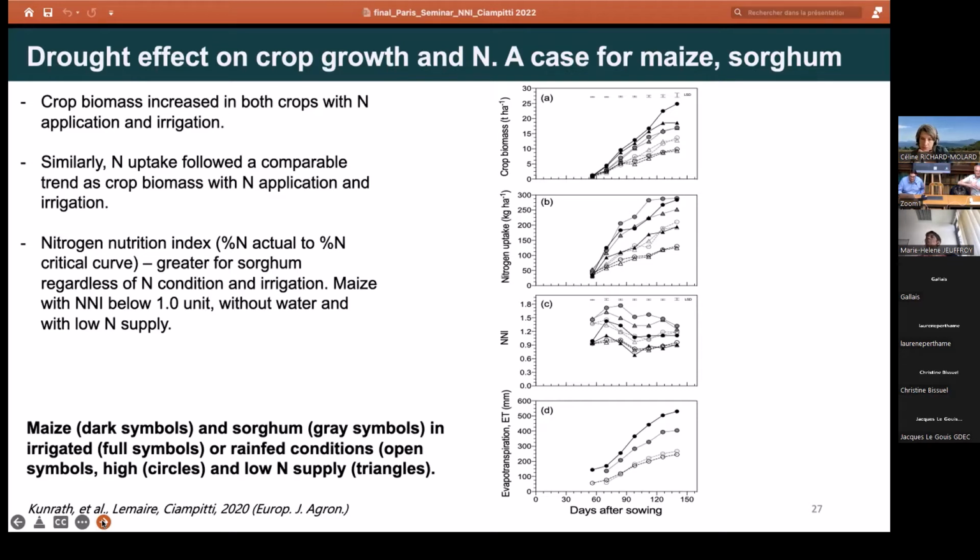Of course, in many situations, as expected, in sorghum it was higher, and in maize it was a little bit lower. And then the evapotranspiration was the same. For maize fertilized, higher evapotranspiration as compared to sorghum because of the yield potential.